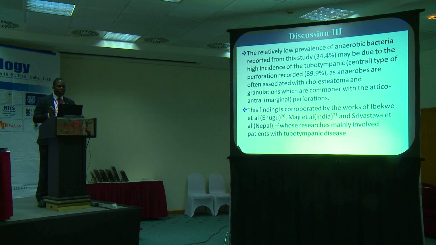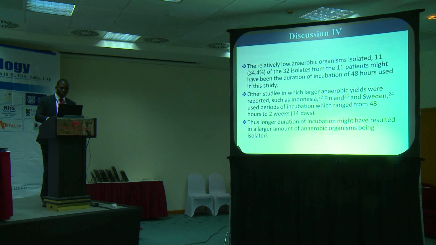The relatively low prevalence of anaerobic bacteria reported from this study might have been due to the high incidence of tubotympanic, that's the central type of perforation, that was recorded, as anaerobic bacteria tend to be associated with cholesteatoma and granulations. And this finding is corroborated by the work of Ibekwe and Maggi and Shrivastava, also in earlier studies.